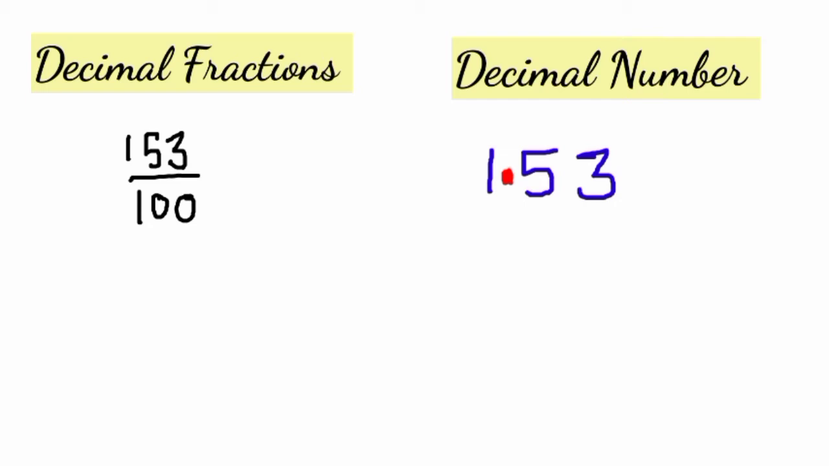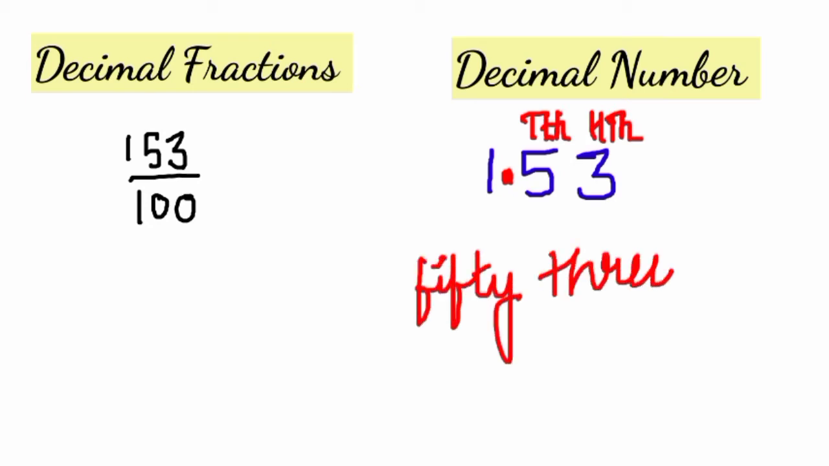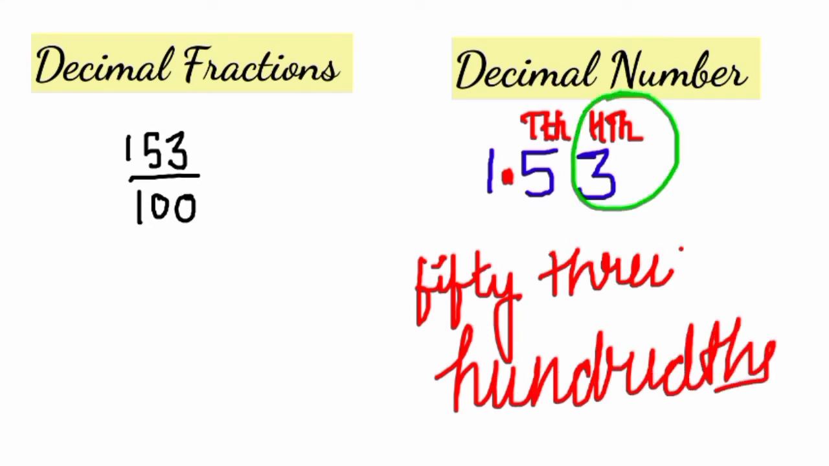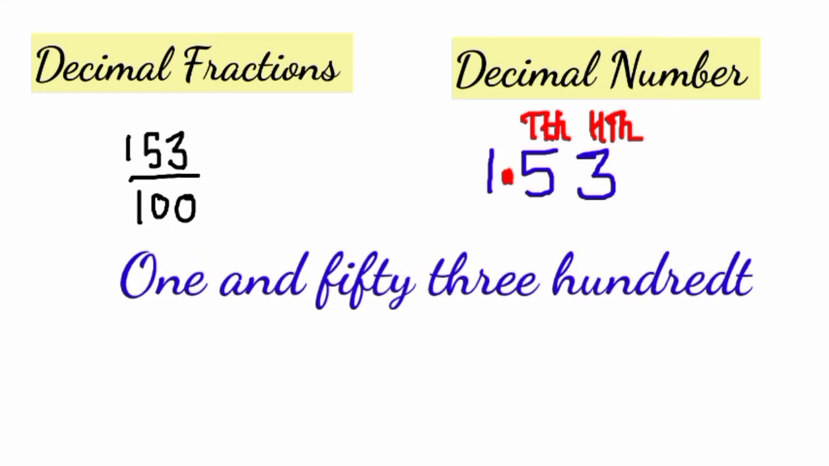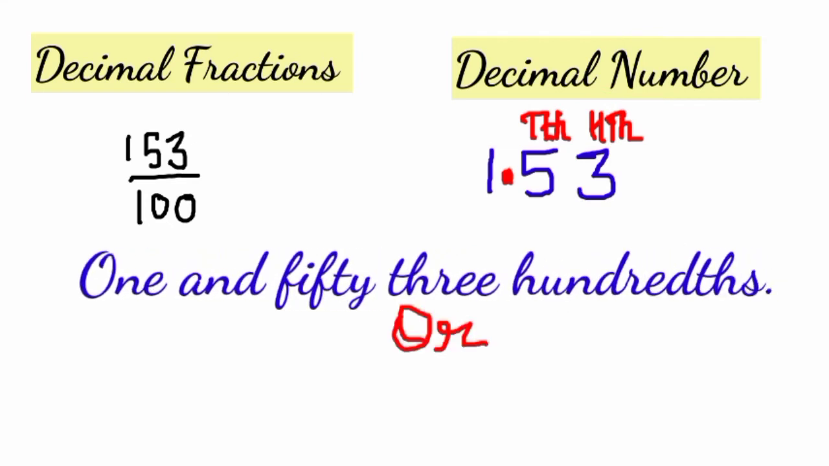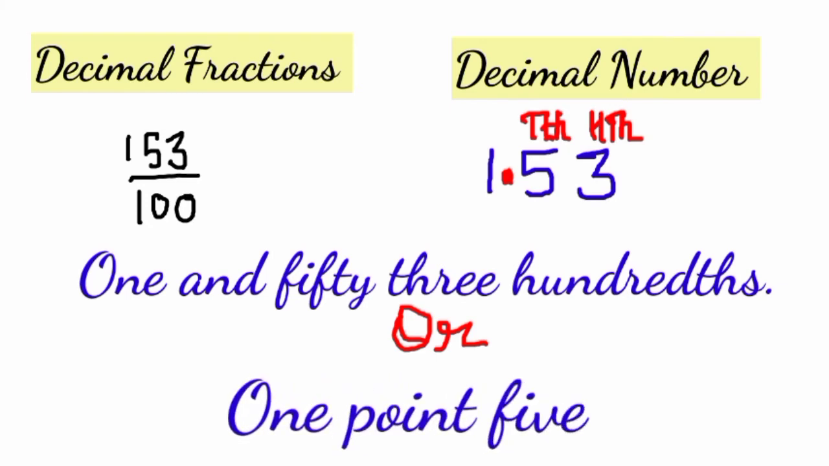And how can we read decimal numbers? After decimal there is tenths place, hundredths place. So this can be written as, after decimal, 53 hundredths, because hundredths is the highest place here. Clear? So this is 1 and 53 hundredths, or you can write 1.53.